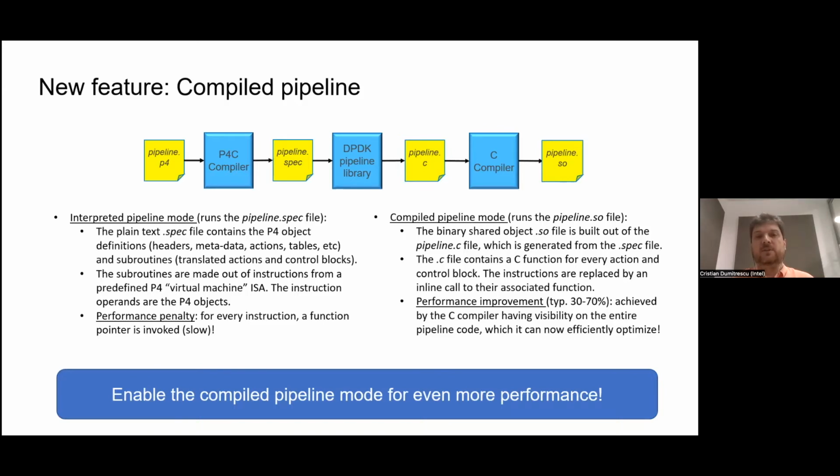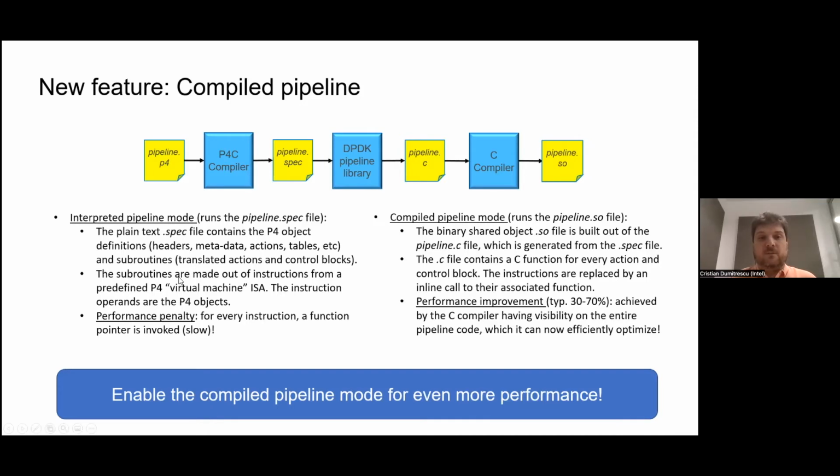In this case, we actually generate a C file with C code that contains all the code of the pipeline. And now the C compiler will build this program, will have visibility of the entire code for the program, and can do a much better job at optimizing the program. We are creating a shared object library that is loaded by the target agent, as opposed to loading this text file, which is called the spec file.